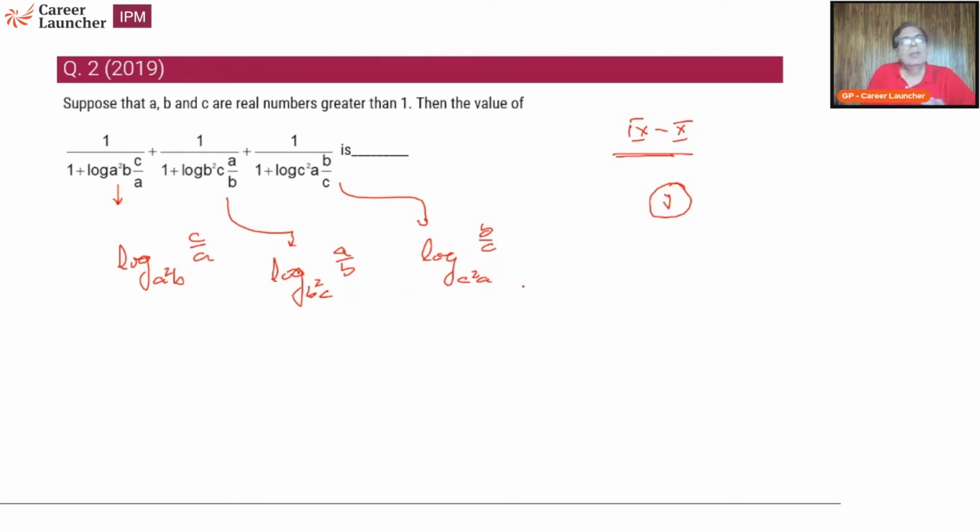Right? Now, in these kinds of questions, my Jugaad technique is very simple. The question says a, b, c are real numbers greater than 1. Let me take a equal to b equal to c equal to 10. I have satisfied the condition. So what does this become?